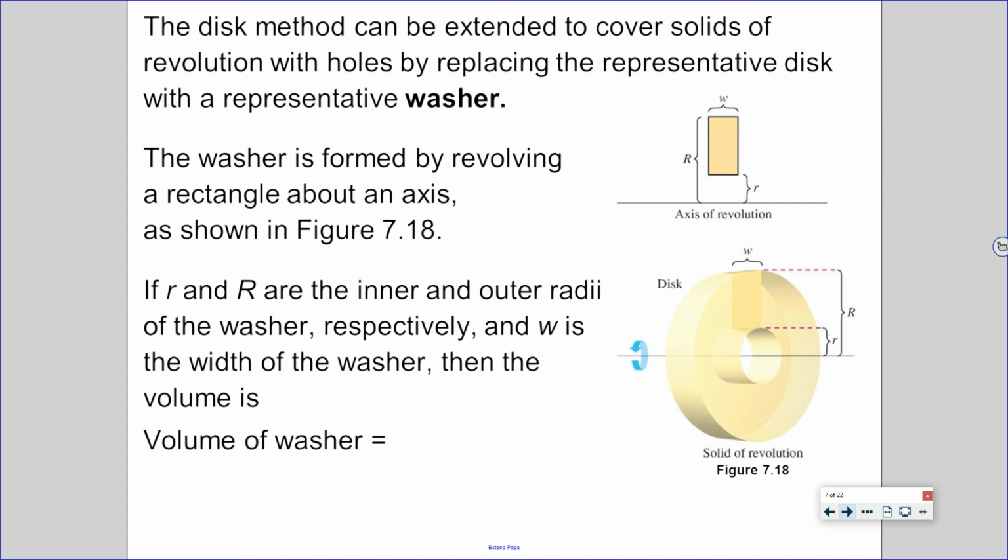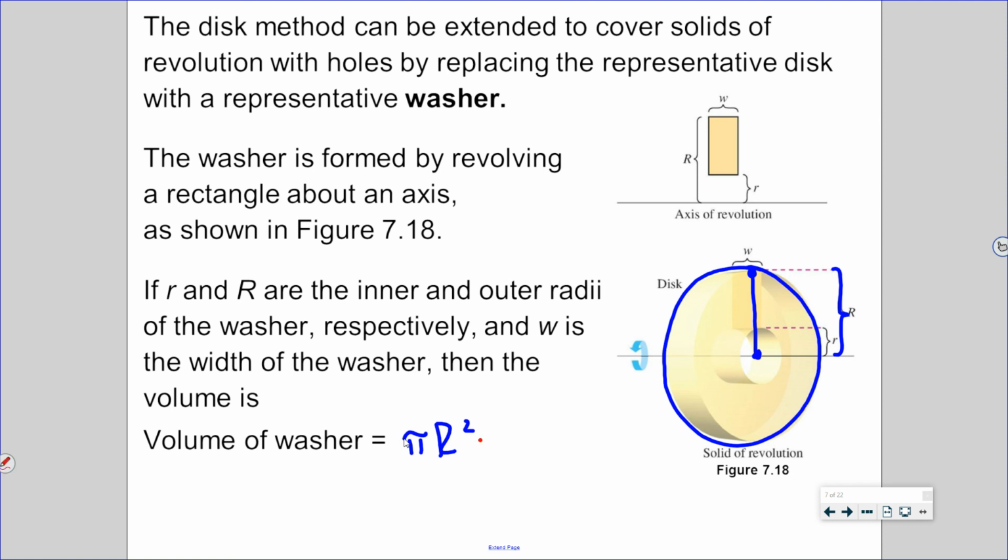The only thing that's different is now to find the volume of one of these washers, we're still going to do pi times what we call the big R. You can see that's what they're calling right here. Pi R squared. So we take the area of the whole circle, and then we subtract out the area of the little guy.